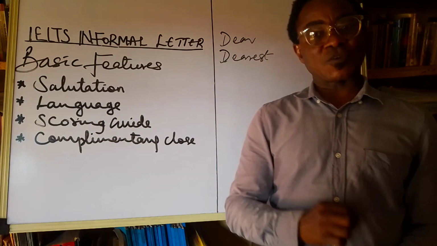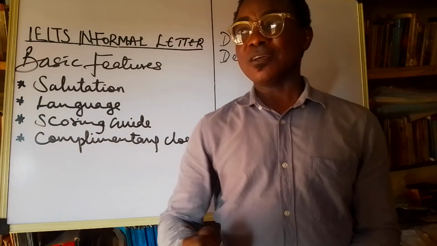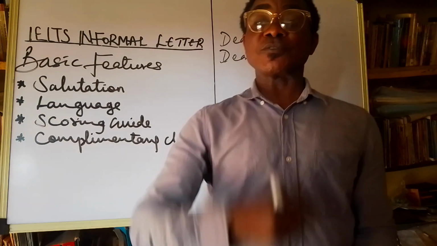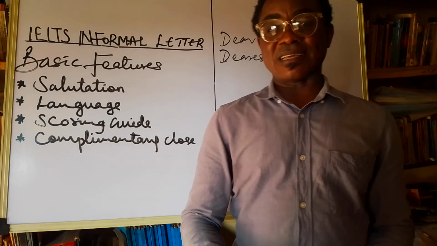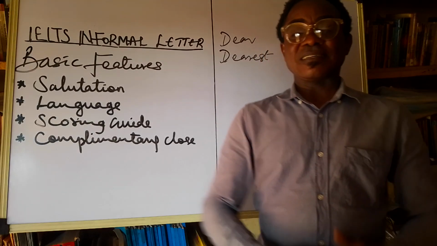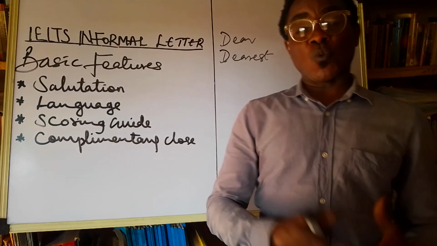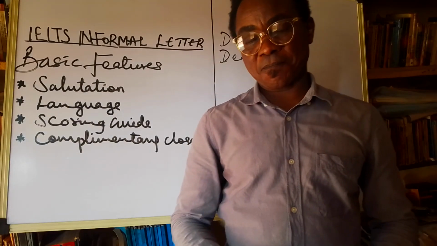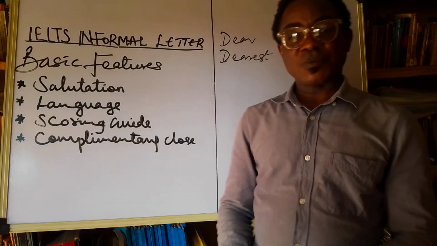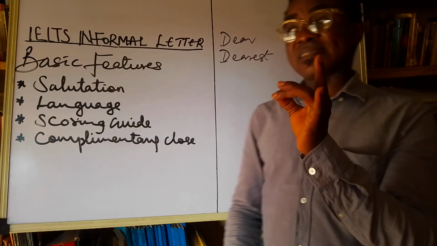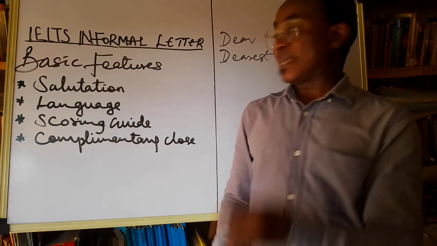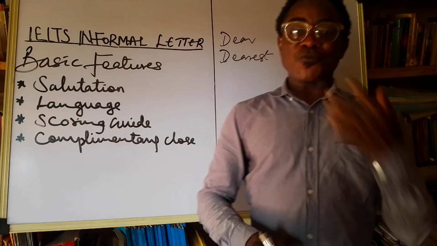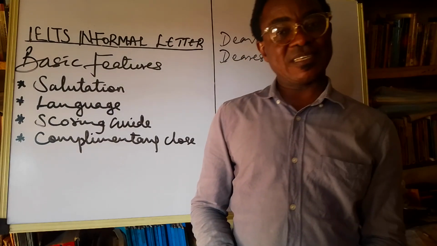The addresser is the writer. You are the writer when you're writing the letter. You are the addresser. The addressee is the person to whom your letter is intended. The addressee's first name is what you need to write after dear or dearest. You are the addresser. Your receiver is the addressee.